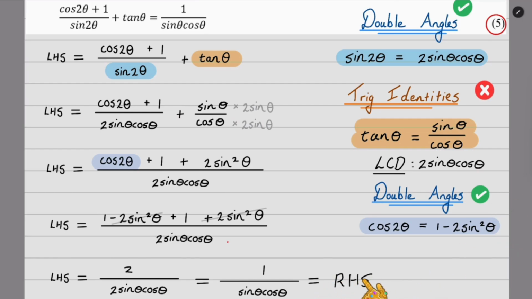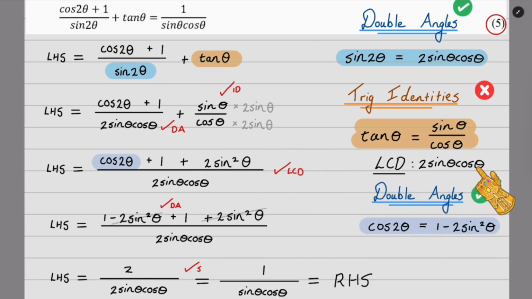Just like that. And let's have a look where our 5 marks come from with this nasty little identity. The first mark comes from changing sine 2 theta to 2 sine theta cos theta using your double angle identity over there. Second mark comes from changing tan to sine over cos. Remember to tan your socks. Tan equals sine over cos. That's how I remember it.